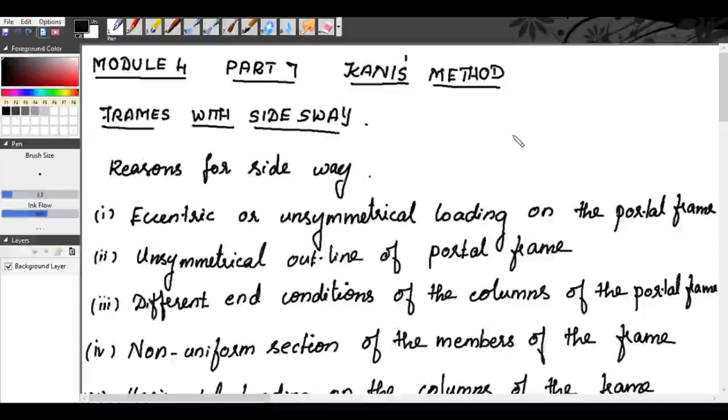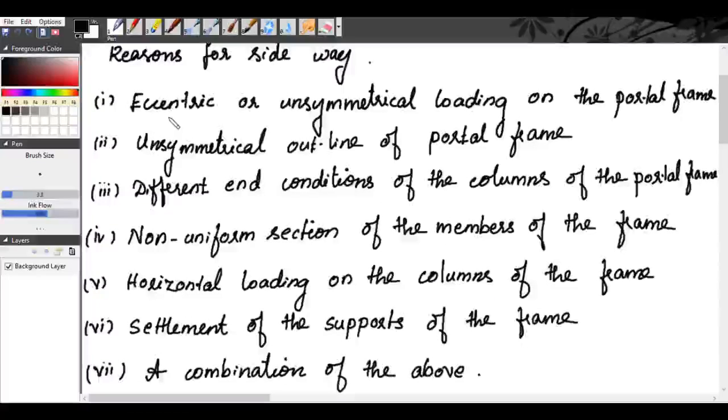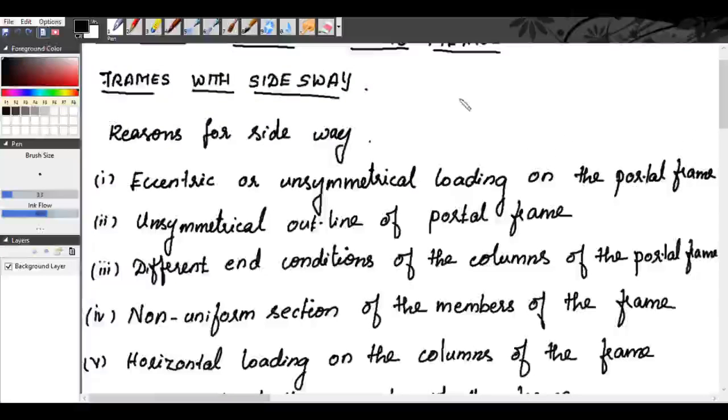Today we are going to see the important conditions, the important formulas and things you have to remember while analyzing a frame with side sway in Kani's method. As we discussed earlier in our second module on the slope deflection method, the reasons for side sway in a portal frame are these. The side sway may be due to eccentric or unsymmetrical loading of the portal frame. If the loading is not symmetric, there will be an occurrence of side sway.